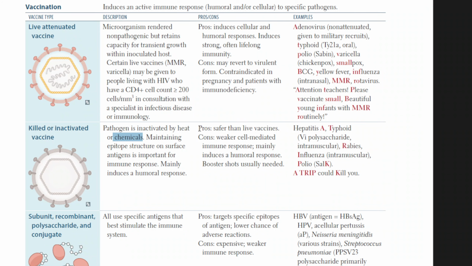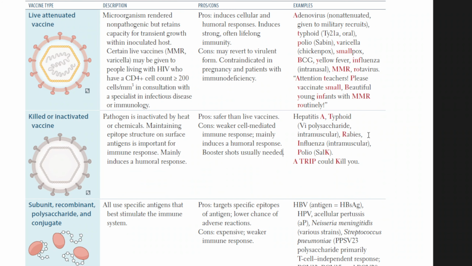The positive thing for this kind of vaccine is that they are safer than live vaccines. But the cons are that they are weaker. They have a weaker cell-mediated immune response and mainly induce a humoral response. Booster shots are usually needed. They are safer, but they are weaker.